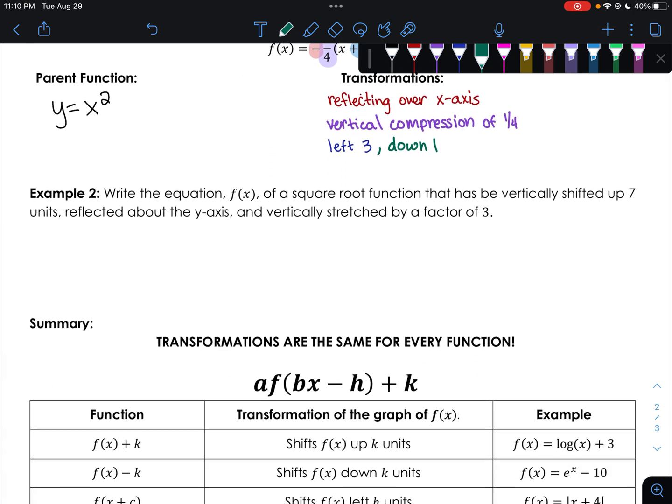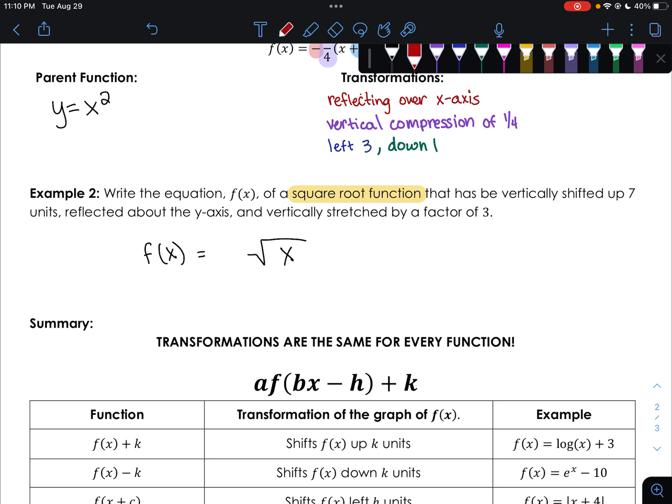Now, on example 2, it says write an equation f of x of a square root function that has been vertically shifted up 7 units and reflected about the y-axis and vertically stretched by a factor of 3. Well, first off, it told us that we're using a square root function. So I'm going to go ahead and write out my square root function, and if I need to add stuff, I can.